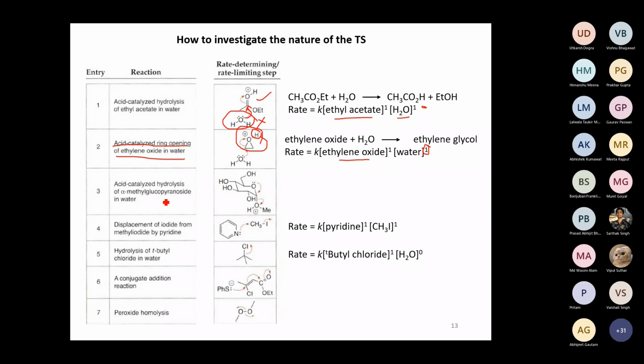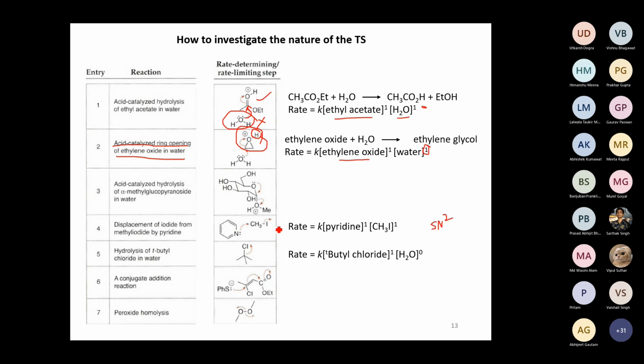Here are more examples. I will send you the slide. Okay, let's do this fourth one. This is quite interesting. This is another example of an SN2 type of reaction. Basically the reaction of pyridine with methyl iodide, you can see the displacement of iodine from methyl iodide by pyridine. So pyridine plus methyl iodide forms N-methyl pyridine plus I minus.